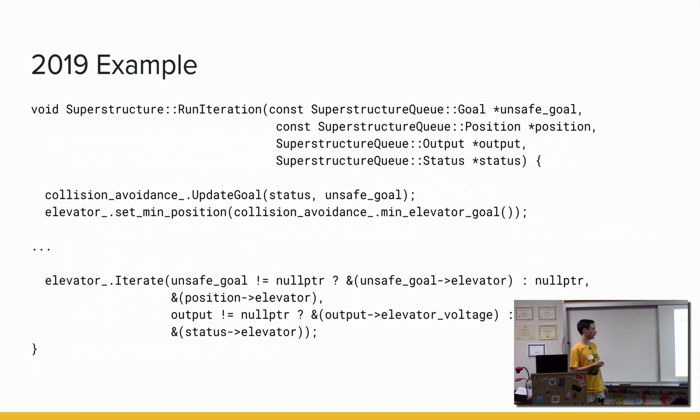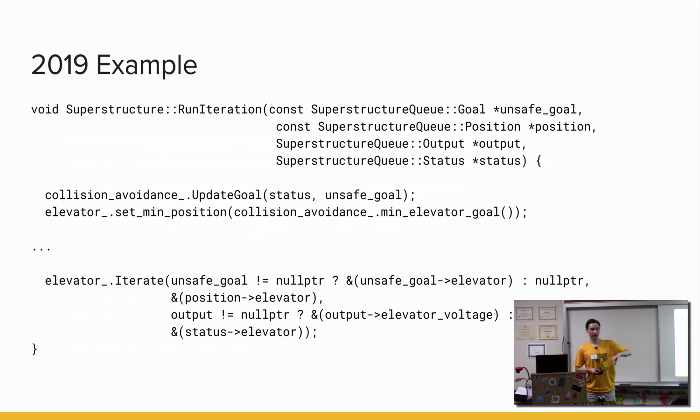And so first what we do is we update our collision avoidance goal. We have a separate class called collision avoidance, and this handles all of that collision avoidance between the different systems. So we pass it the current status and then also that unsafe goal. We pass it not just the elevator, but also the intake and all the other systems. And it'll look at all of those and determine what a safe goal should be for those systems.